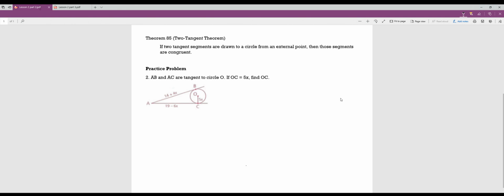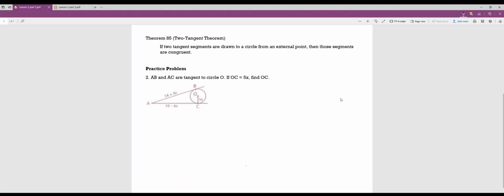We are going to continue talking about circles. Right now we're going to focus on tangents first, and then we're going to talk about arcs and angles. So remember, tangent from your vocabulary means a line that intersects the circle at one point. And here we're given what's called the two-tangent theorem, which says that two tangent segments drawn to a circle from the same external point are congruent.